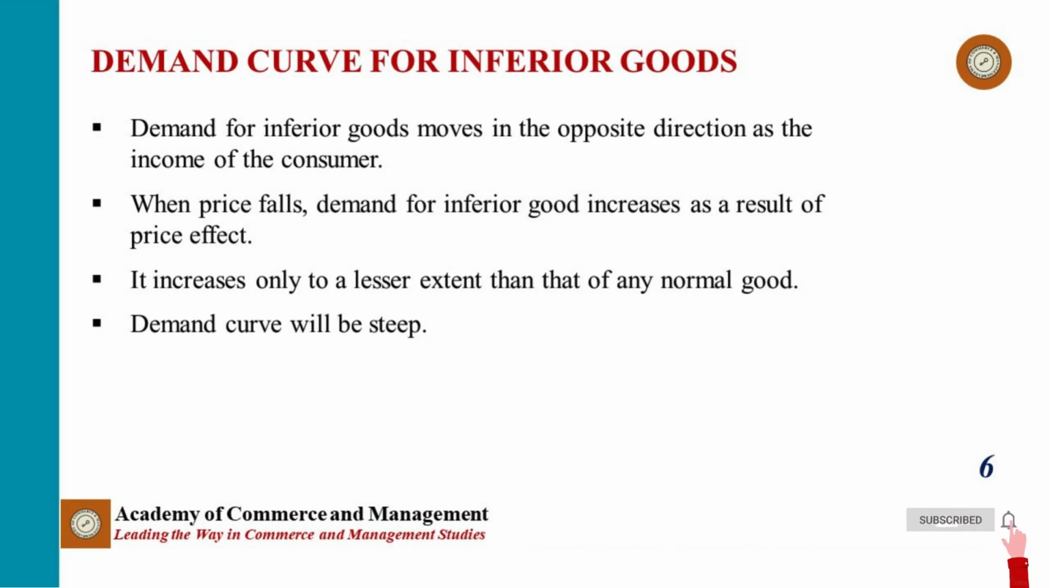Next, let us check the specialties of demand curve for inferior goods. Consumers' demand for inferior goods moves in the opposite direction as the income of the consumer. That means, when price falls, demand for inferior good increases as a result of price effect. However, it increases only to a lesser extent than that of any normal good. Hence, demand curve will be steep.